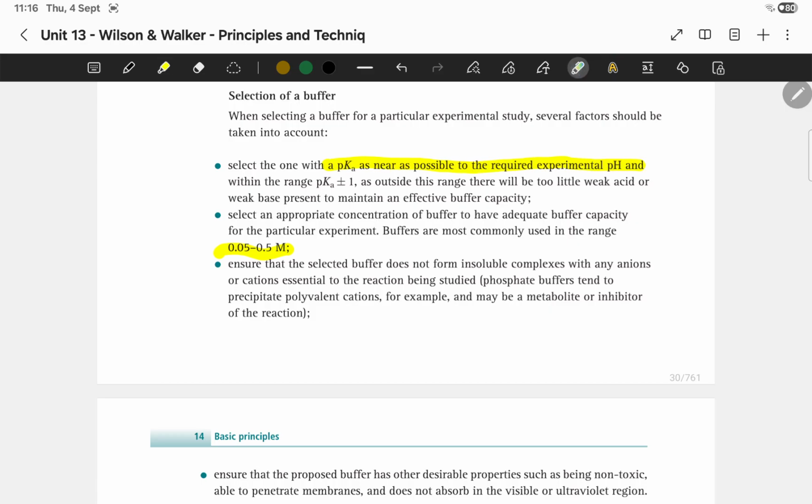And lastly, ensure the selected buffer does not form insoluble complexes. It is a rather important requirement that it does not form any insoluble complexes with any anion or cation essential for the reaction being studied. Okay.